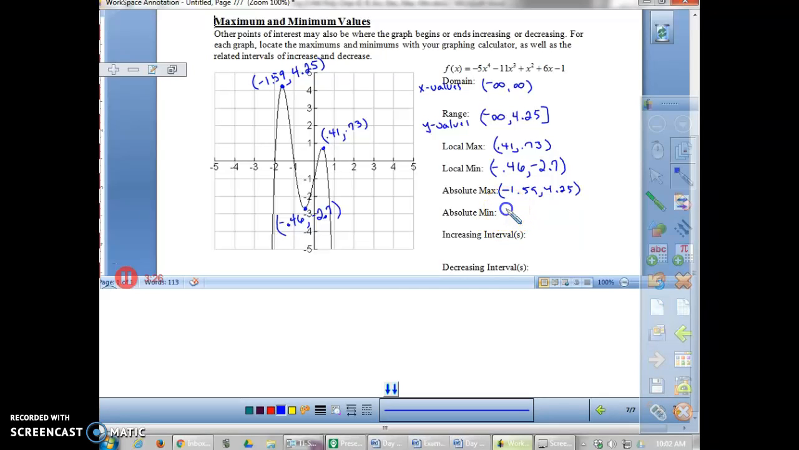And then the absolute min, there is not one, because it goes down to negative infinity. So there's no absolute min. There's only this local min.